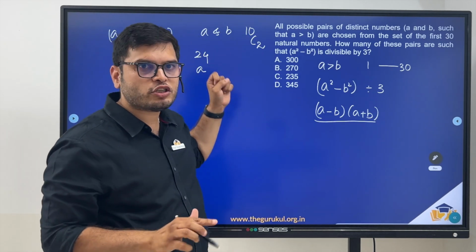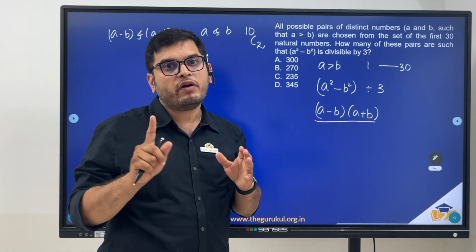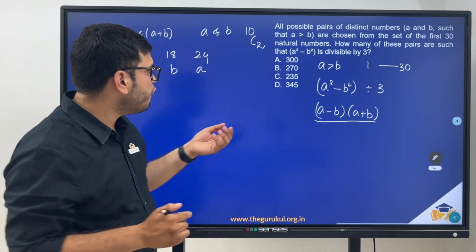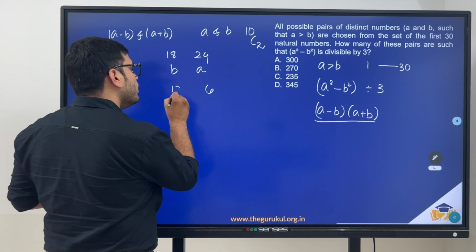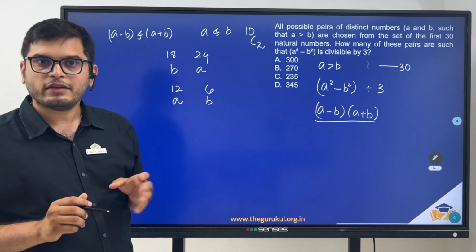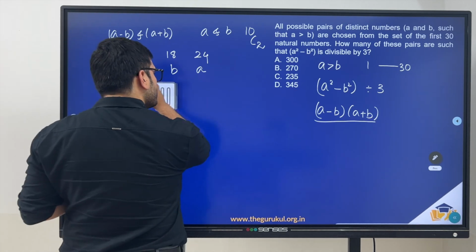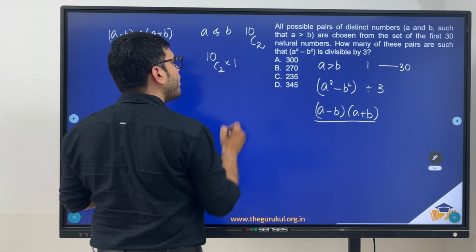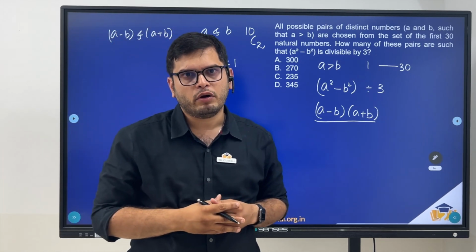So for every selection, we have one ordered pair for A and B, right? So A is 24, B should be 18, right? If I consider 6 and 12, then A has to be 12 and B has to be 6 and so on, right? So for every selection, we have one ordered pair. For 10C2 selections, we'll have 10C2 into 1, that is 10C2 ordered pairs.